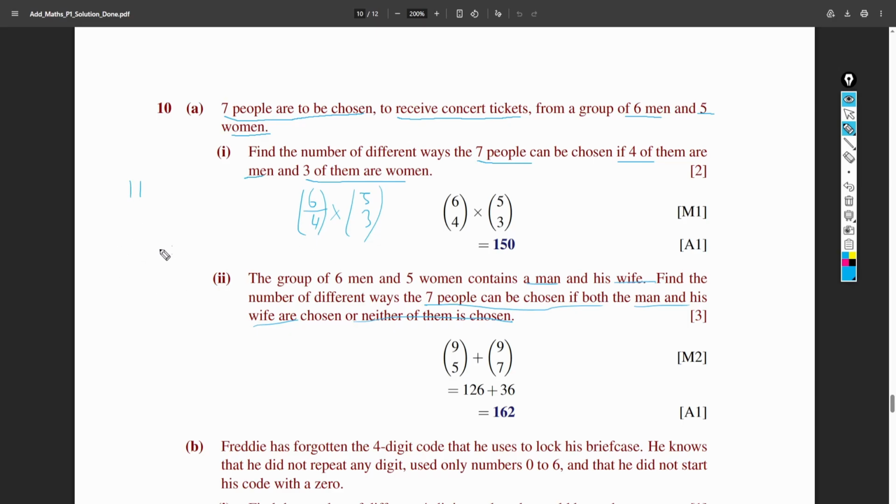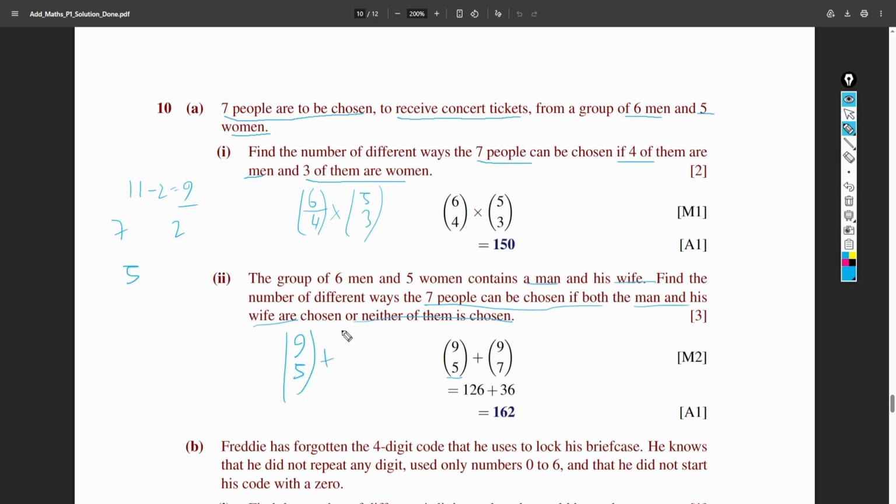So let's say we chose them. So among the 7, we already took 2, and so we are left to choose 5 people, right? Since 11 minus 2 is 9, we already chose 2 people, so we have 9 people to choose from, and among them we will choose 5. Okay, so that is one case.